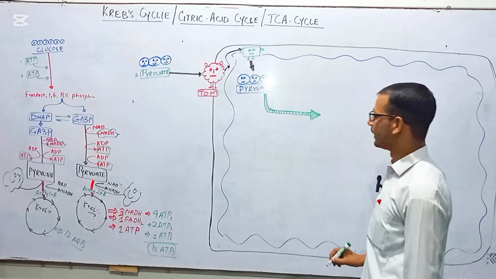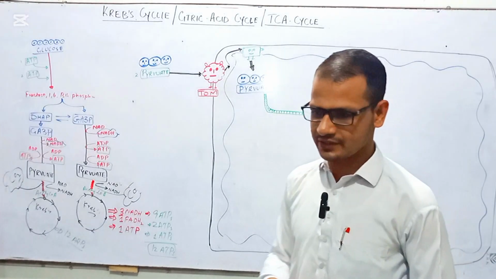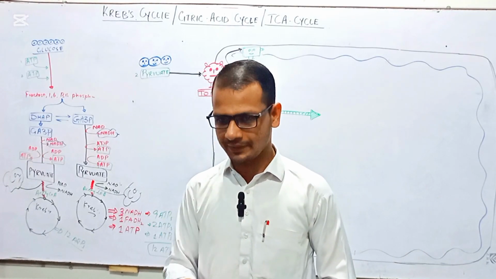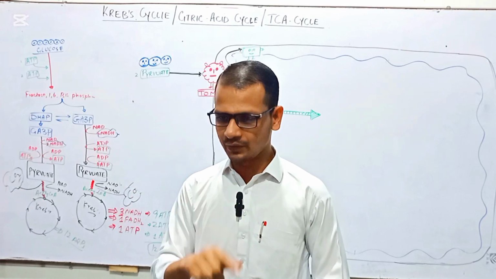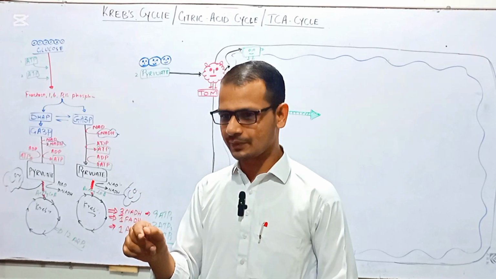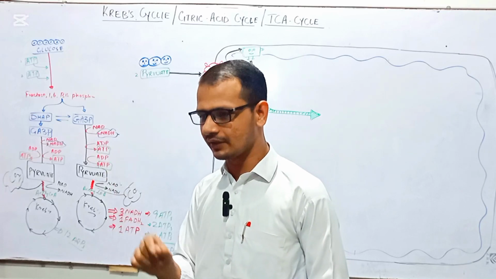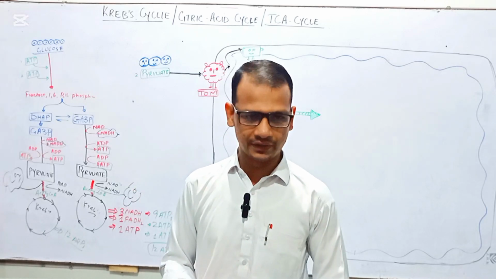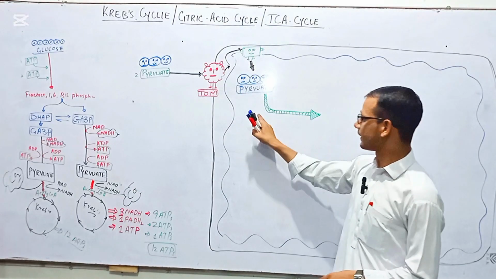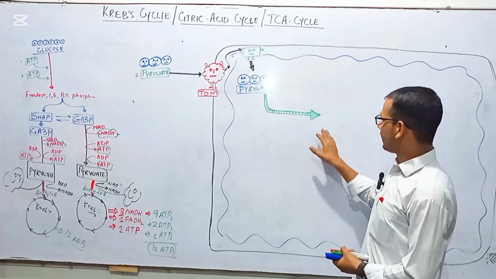So this is the most regulatory step in this process, right? What are the regulatory steps in glycolysis? The first one is when glucose is converting into glucose 6-phosphate. The second step is when fructose 6-phosphate is converting into fructose 1,6-bisphosphate. And the next is when phosphoenolpyruvate is converted into pyruvate. These 3 steps are highly regulated steps. And here this link reaction is also very important, right?